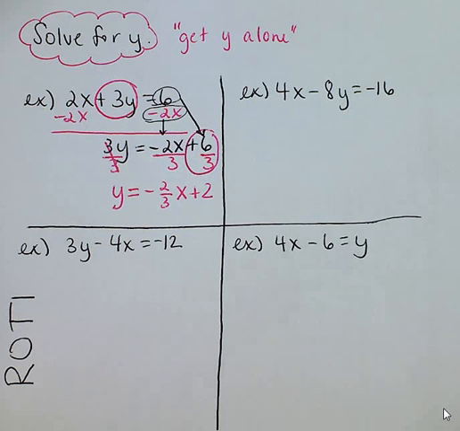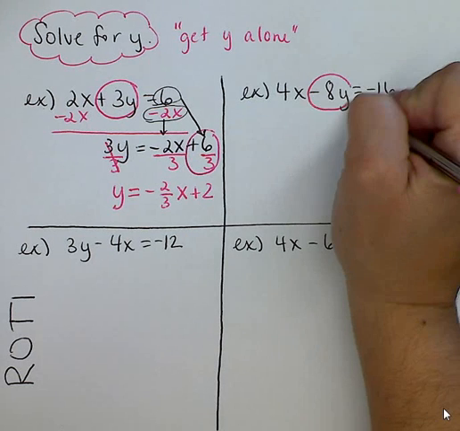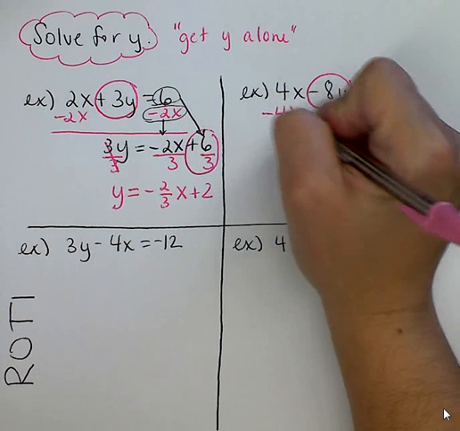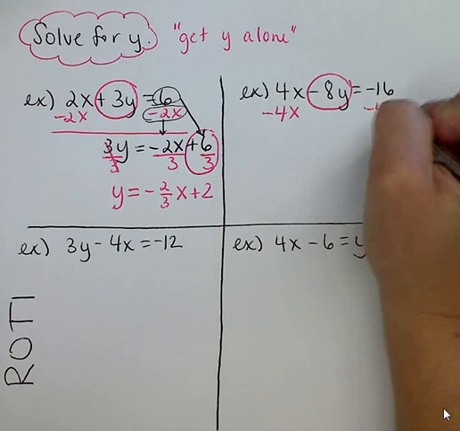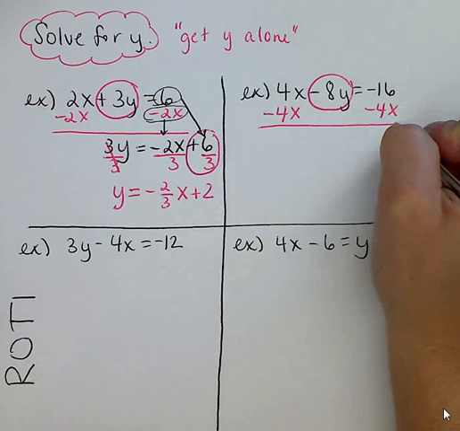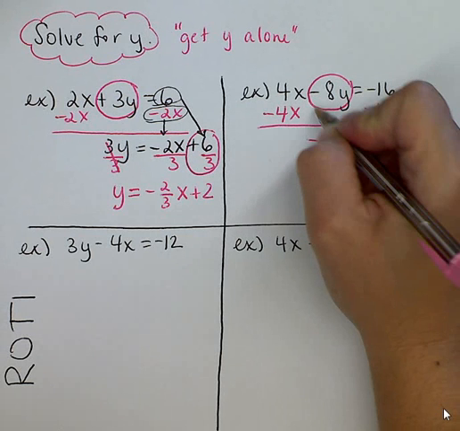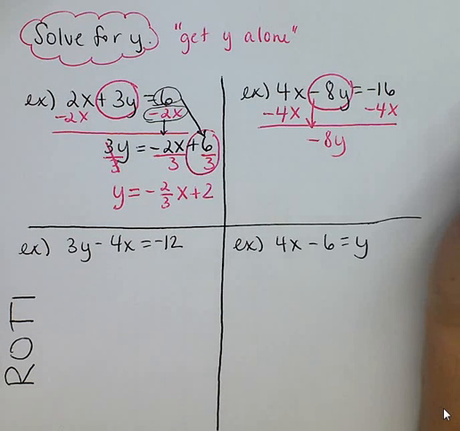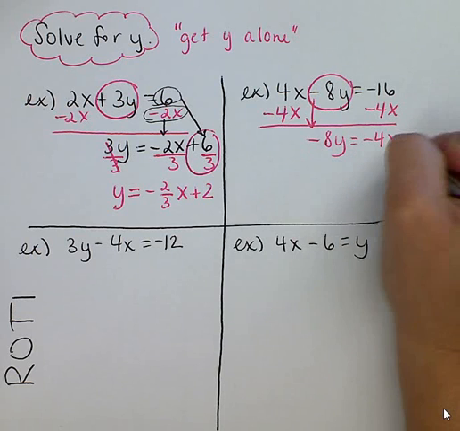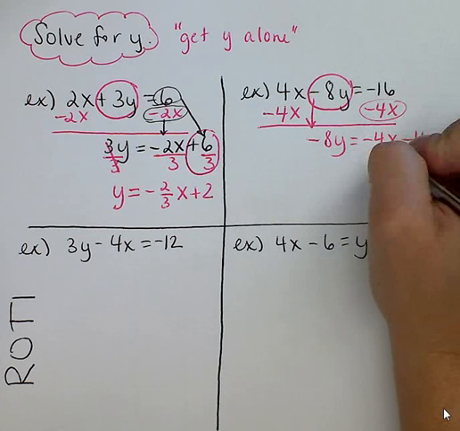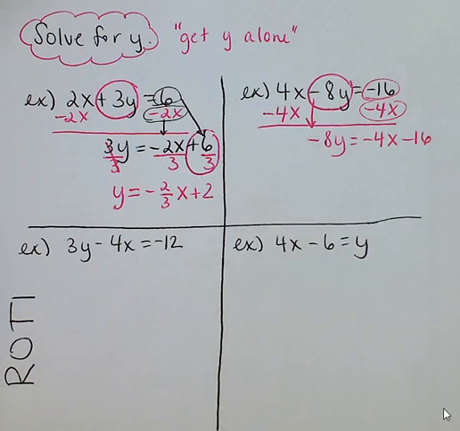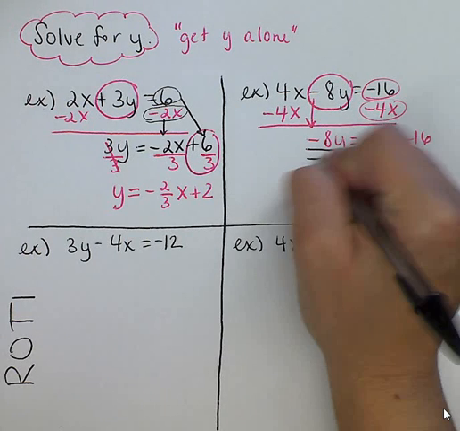In the second one, be careful because the y term is negative. Again, the inverse, you'd be subtracting 4x from both sides. Be careful not to lose that sign. And again, put the x term first. Be careful, this term was negative as well as that term. We can divide by the coefficient, which happens to be negative.